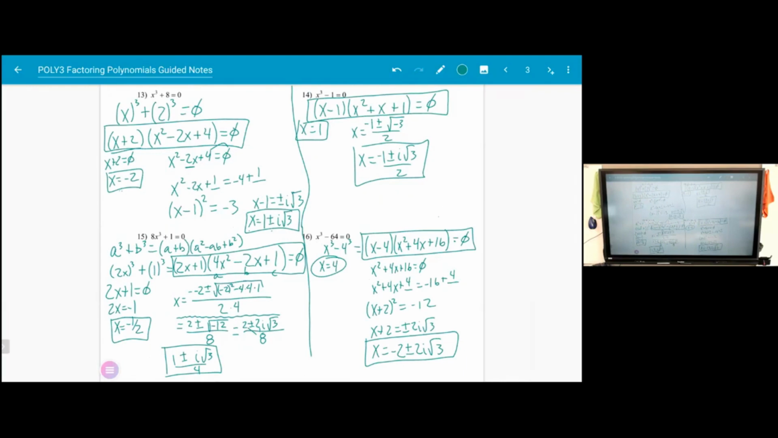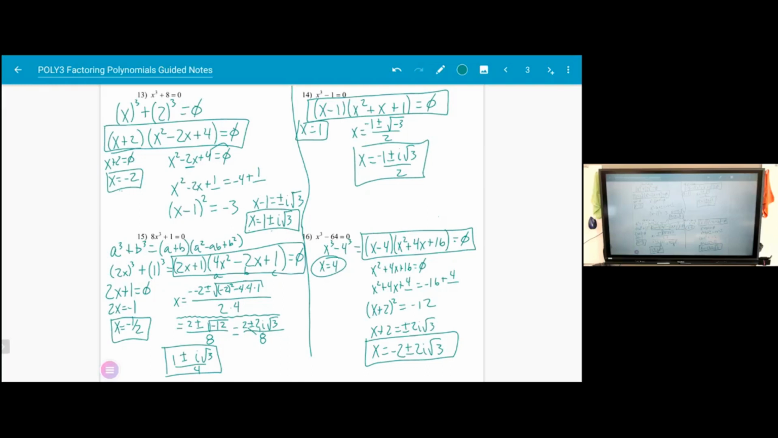And then in number 16, we have x cubed minus 64. In other words, x cubed minus 4 cubed, so x minus 4 times x squared plus 4x plus 16 equals 0. Our first one's pretty straightforward. X equals 4 from that first factor.